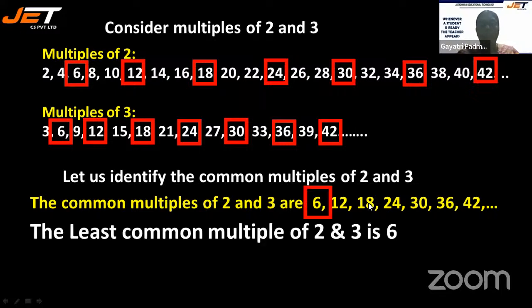and so on. Right. Now among these numbers, you can see that is being given here 6, 12, 18, 24, 30 and so on. Which is the least, which is the smallest, that is 6, isn't it? So this is called as the least common multiple of 2 and 3. That is 6. All right?